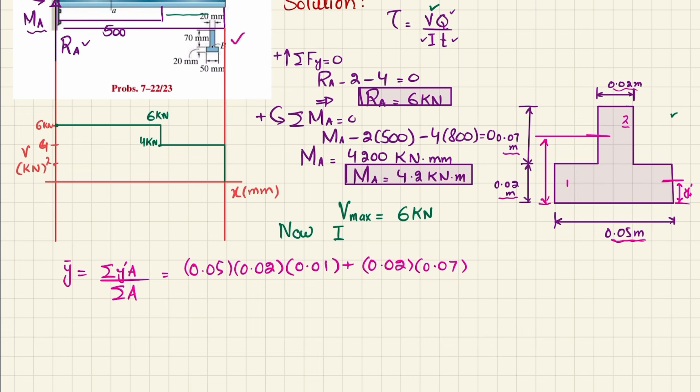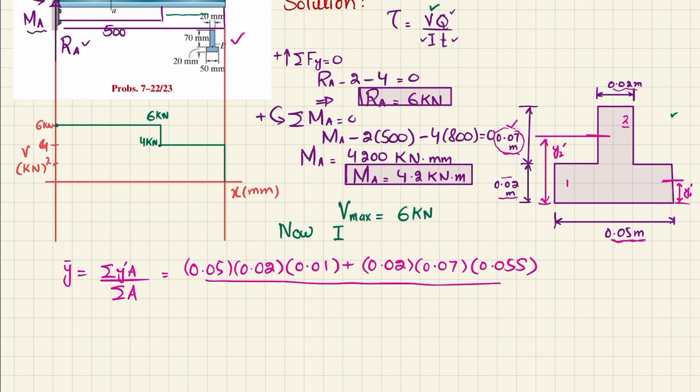Okay, this is y2 dash, and this y2 dash is equal to 0.02 plus 0.07 divided by 2, which gives you 0.055. The half of 0.07 plus 0.02 will give you y2.